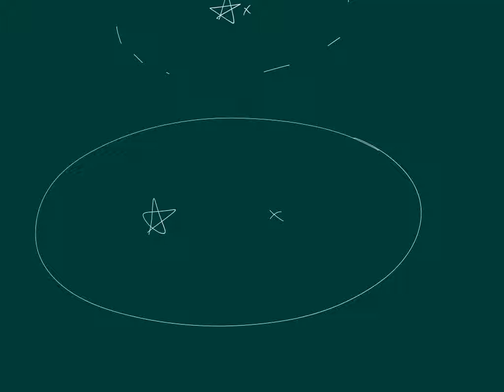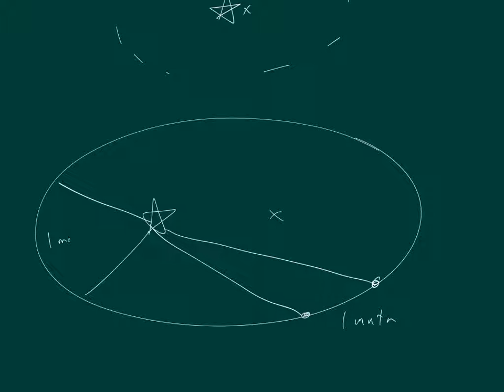The area swept out by a planet is equal in different time increments. So if it takes 1 month to travel from there to there, this area will be the same as this area if it takes 1 month from here to here. If it takes 1 month for both, those areas must be equal. So as a result, what can you conclude?